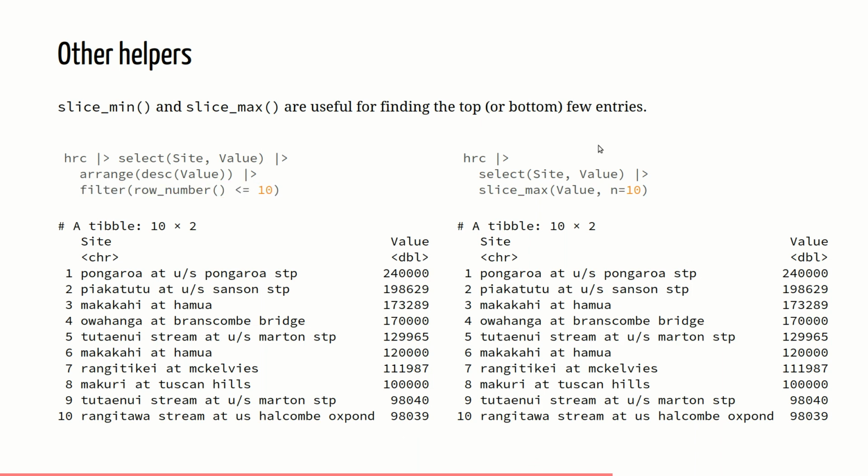The equivalent is HRC, select the site and value, and use slice_max. The slice_max orders by value in descending order because it's max. If it was min, it would be in ascending order, and then return 10 of them. So it's a little bit of shorthand there. Instead of arrange and filter, we've got slice_max. Similarly, arrange and filter where you're arranging ascending would be slice_min. So to find the top 10 or the bottom 10, use slice_max or slice_min.